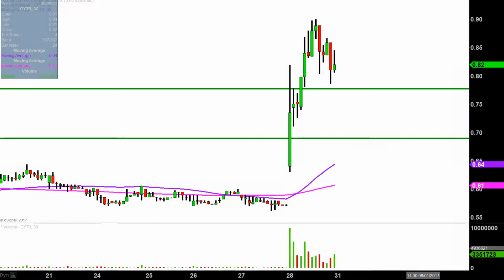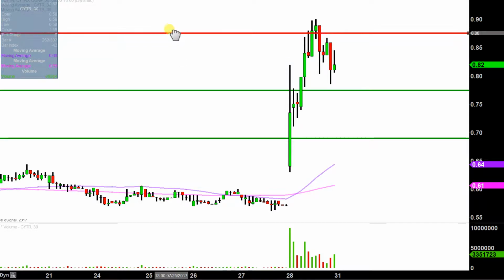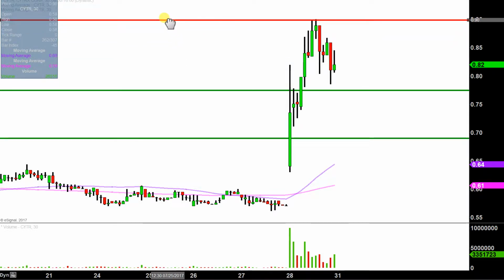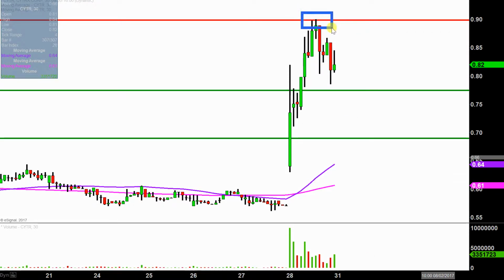Now, what about areas of resistance going into next week? As things stand right now, I think the sellers made themselves pretty apparent right up here at 90 cents. You can see on a couple different occasions today, the bulls try to push up through that level, but just couldn't quite do it. So that is where the current sellers are residing.